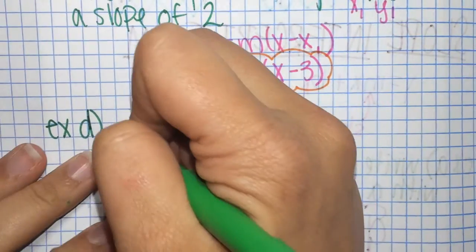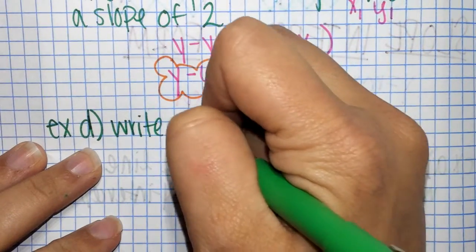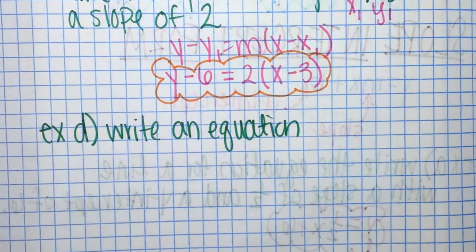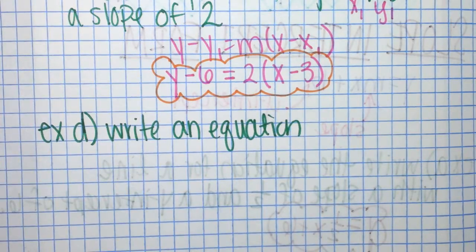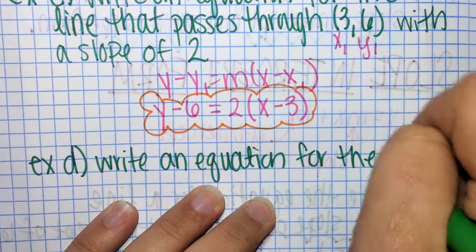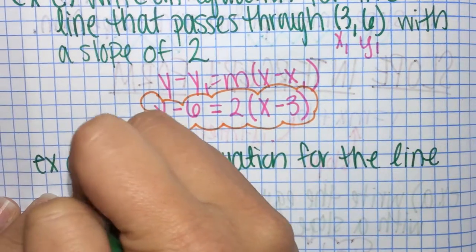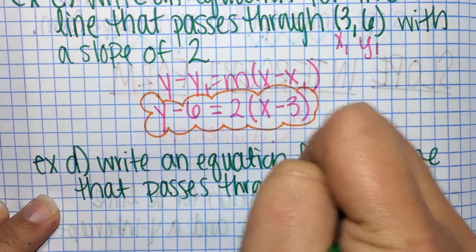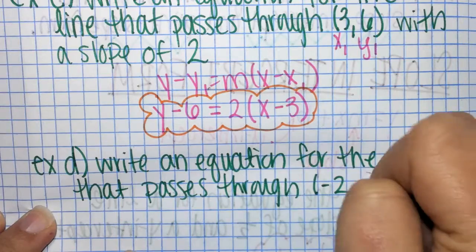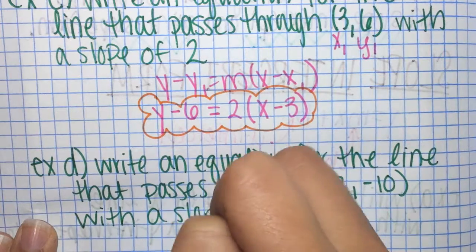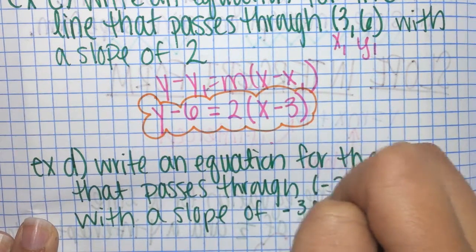Example D. Write an equation for the line that passes through (-2, -10) with a slope of -3/2.